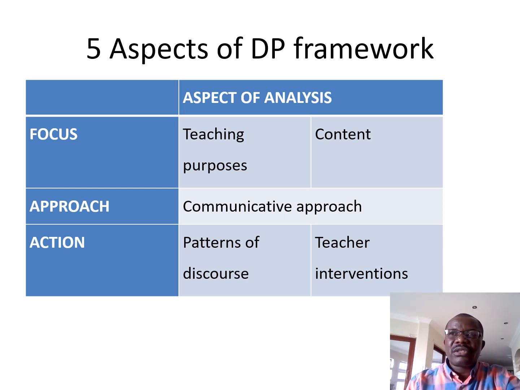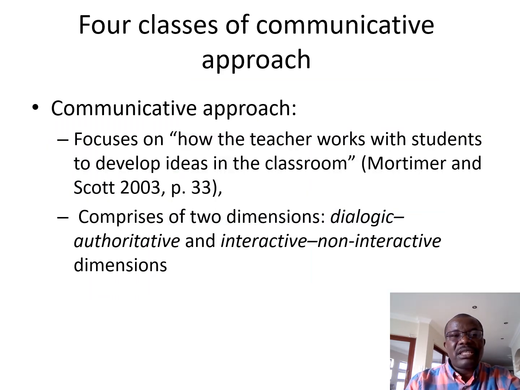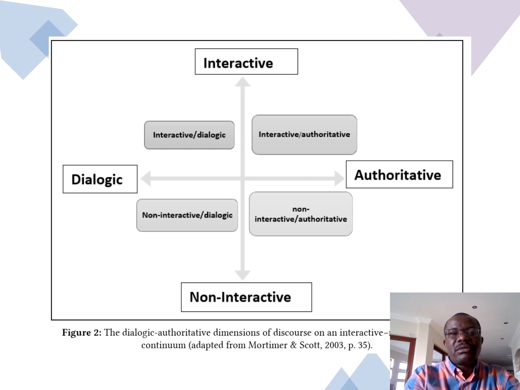The pattern of discourse is basically, is it IRF, or what they call IRP, P for prompt, or is it IRP, RP, RP, and so on and so forth. It's all there in the paper, please. But looking at the communicative approach, I would like to get to this diagram. I'm running out of time very quickly.